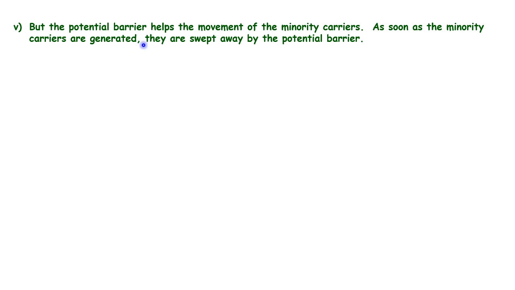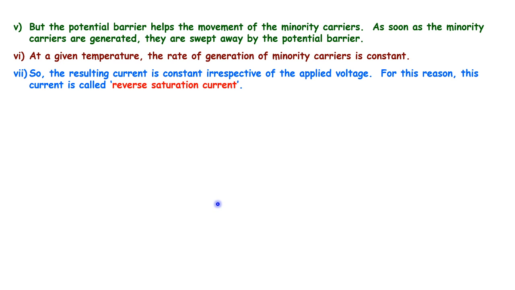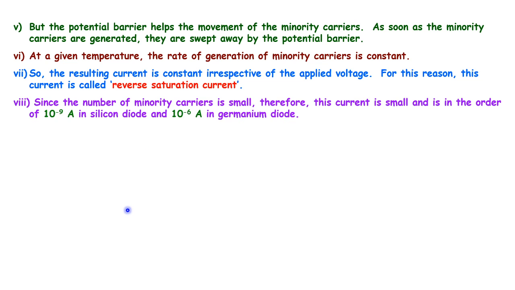But the potential barrier helps the movement of minority charge carriers. As soon as minority charge carriers are generated, they are swept away by the potential barrier. At a given temperature, the rate of generation of minority carriers is constant. So the resulting current is constant irrespective of applied voltage. For this region, the reverse bias current is called the reverse saturation current.